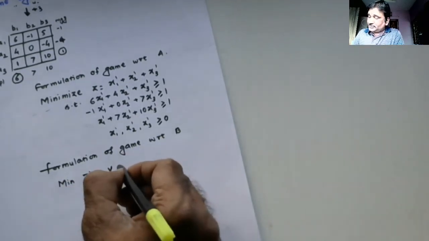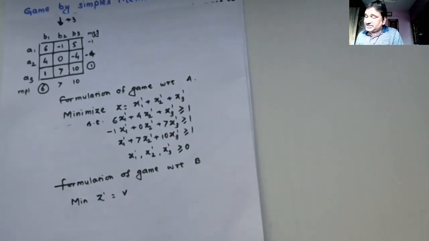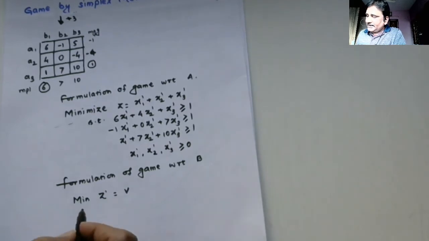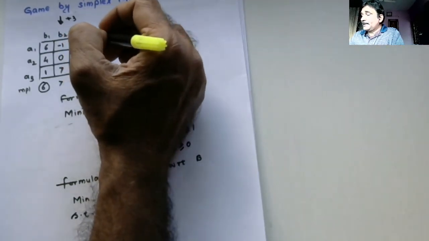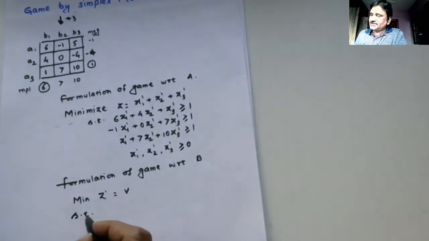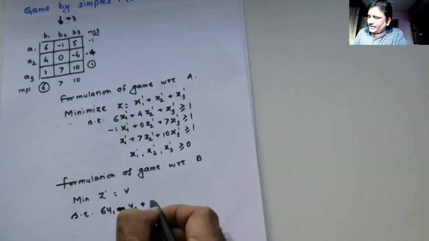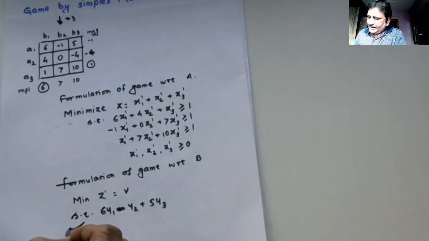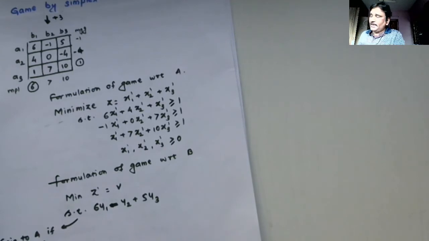Subject to constraints. Now this objective function is for B, but the constraints will come because of player A, because of the conditions imposed, conditions visible due to player A. So subject to, now the expected gain to player A, if he plays A1, will be 6y1 minus y2 plus 5y3. This is the gain to player A if A plays A1. Now, how much can this gain be? What will be the upper limit of this gain?